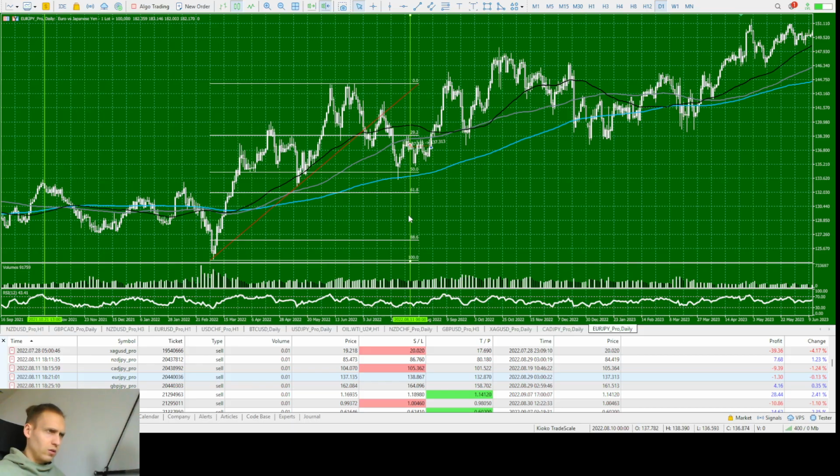Losing position, EUR/JPY. Not a very clean structure for this bigger retracement. But this is why you should be expecting the price not to pull back to 61.8. I was hoping we were going to see that, and this is why I failed. Why this trade failed.